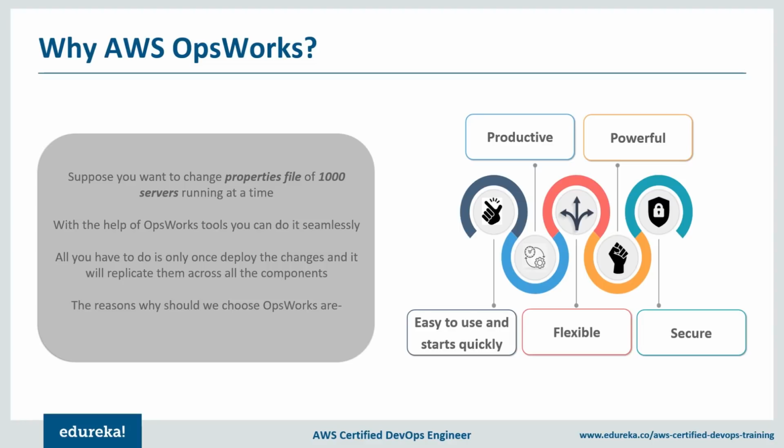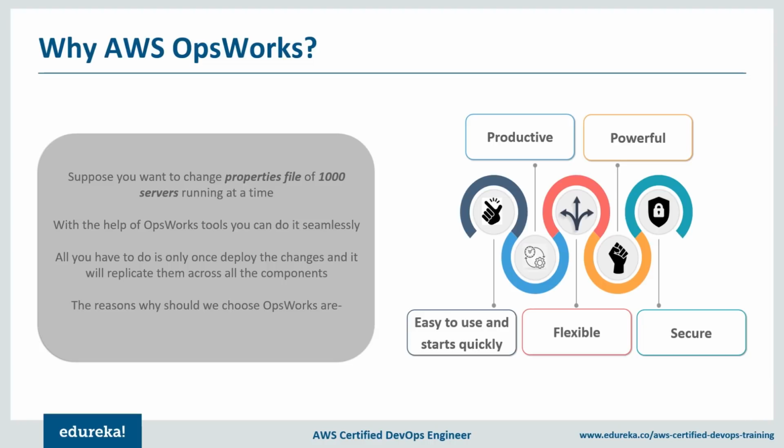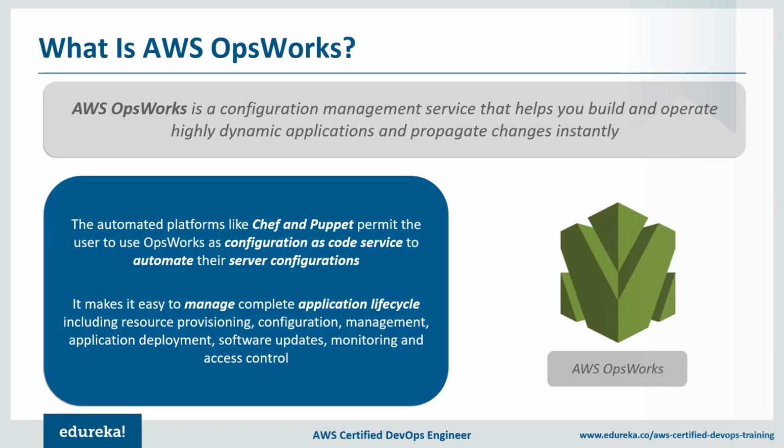And apart from that, it gives you the following features. It is highly productive, it is highly powerful, it is easy to use, and it starts easily. It is highly flexible, and it is secure as well. The plus point of it is you can run any kind of application on top of it. So that is not your concern. You do not have to worry about the kind of applications that you can run on top of it. Since you can run any kind of application, all you have to do is focus on the configuration part, and let go of the worry about what kind of application to deploy. So guys, this was the reason why you should go ahead and learn AWS OpsWorks.